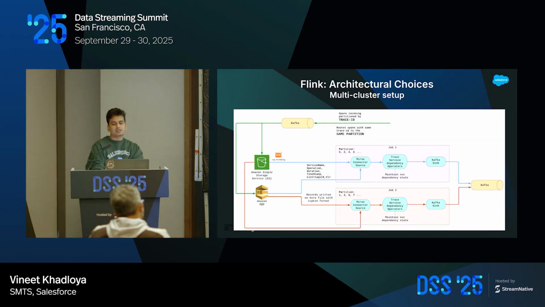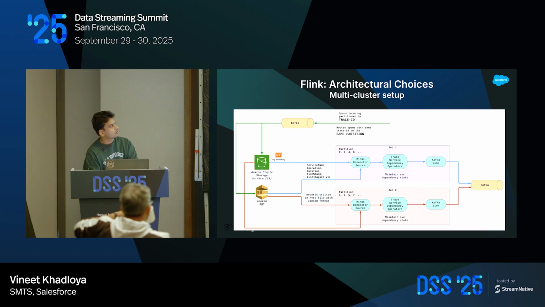Next is multi-cluster setup. Building on our previous optimization, we also unlocked the ability to scale horizontally. Since it is now guaranteed that all the spans from a trace will be on the same partition, we can now configure multiple Flink jobs to consume from disjoint sets of partitions. For example, let's take a look at this diagram. We have job 1 and job 2. Job 1 consumes from even numbered partitions and job 2 from odd numbered partitions.